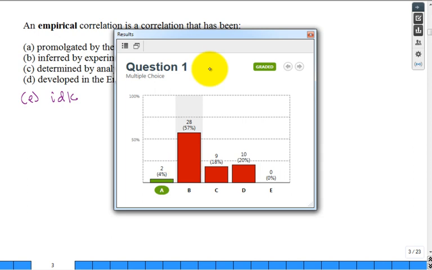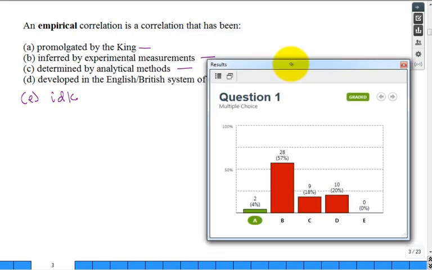No king. Basically, I just told you that it's based on experimental measurements. And so when you talk about an empirical correlation, you can look up the word empirical. Basically, that's what it means. It's based on experimental correlations. True?